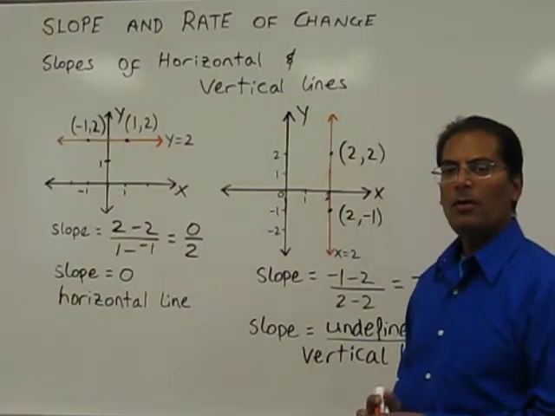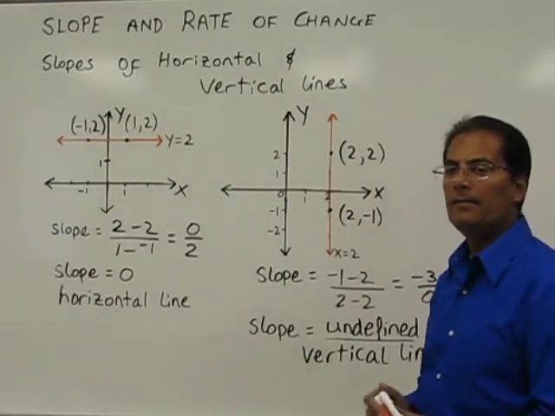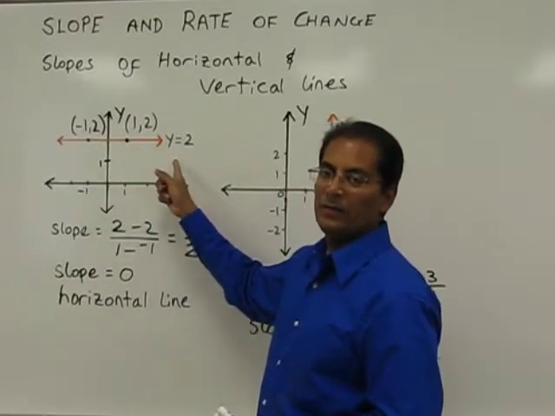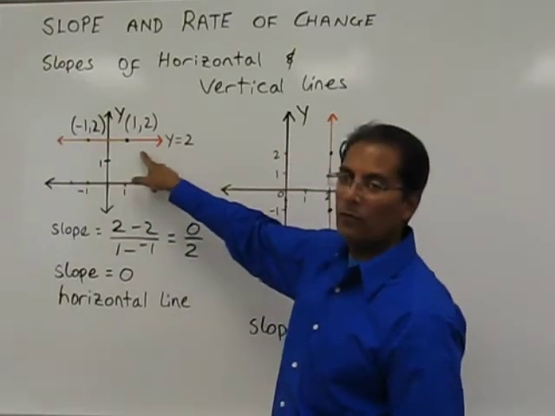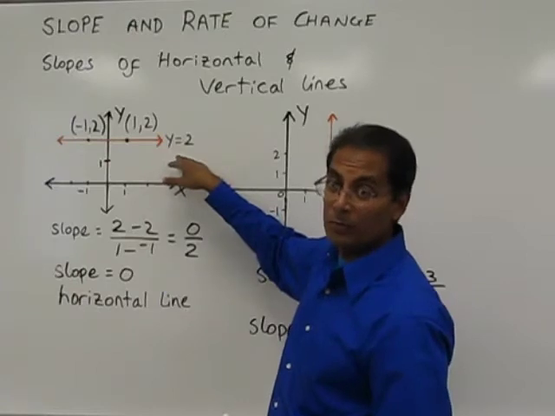Now let's look at the slope of two special lines, the horizontal line and the vertical line. Here's an example of a horizontal line, the line y equals 2. Here are 2 points, the point (-1, 2) and the point (1, 2). Remember, on a horizontal line, the y coordinate is always the same, 2.